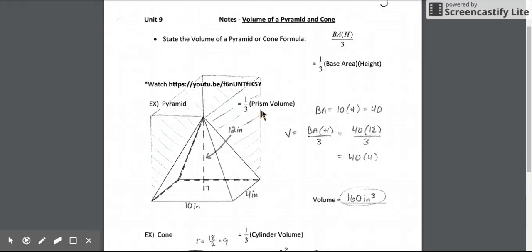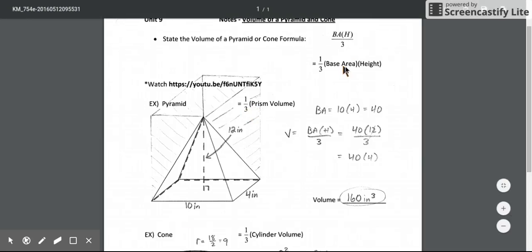If we look at some cutouts, we can actually create 3 pyramids of the exact same size. And when we put them together, we can see how they do create a prism. So we can visually see that a pyramid is actually just a third of a prism. And if base area times height is the volume of a prism, then the pyramid, which is a third of that, would just be a third of the prism volume.